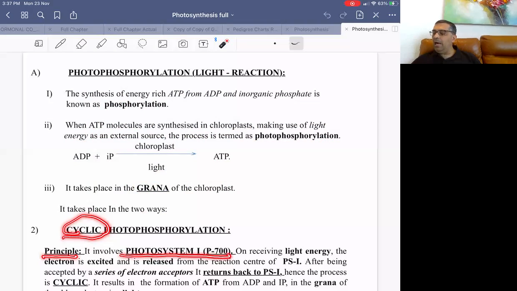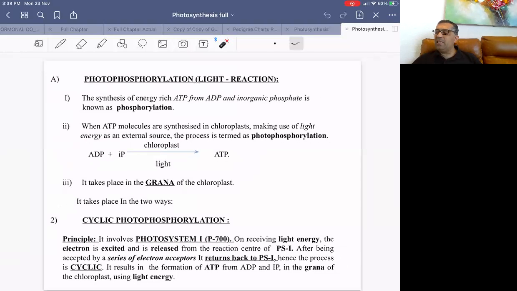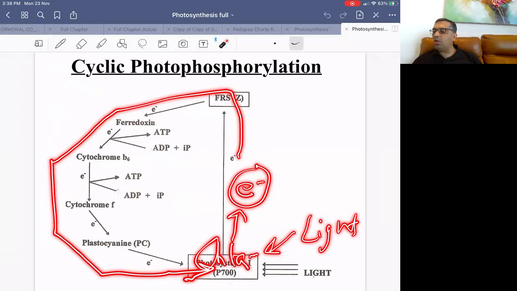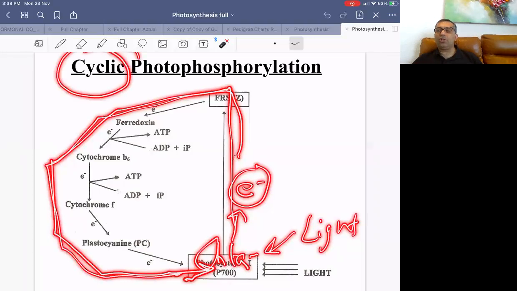P700 जिसके अंदर let's see the logic कि photosystem 1 के ऊपर जैसे ही light गिरती है, it releases electron, and that electron passes through a series of electron acceptors and returns back to the same photosystem. So chlorophyll A में से electron जाता है और घूम फिर के वापस electron आ जाता है. Hence the process is called as cyclic photophosphorylation.